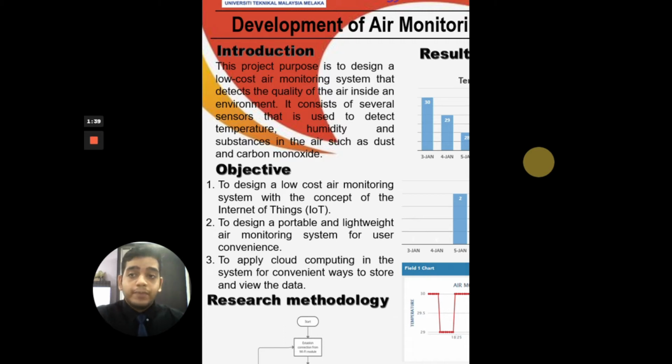The objective of my project is first to design a low-cost air monitoring system with the concept of Internet of Things (IoT). Next, to design a portable and lightweight air monitoring system for user convenience. The last one is to apply cloud computing in the system for convenient ways to store and view the data.